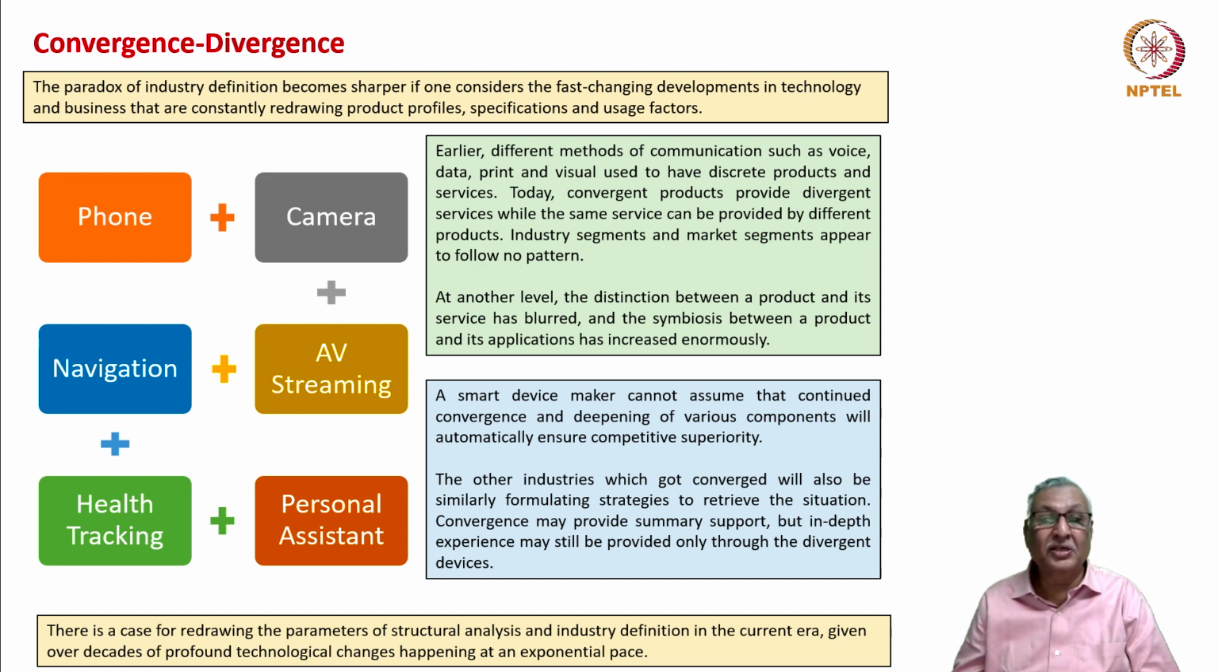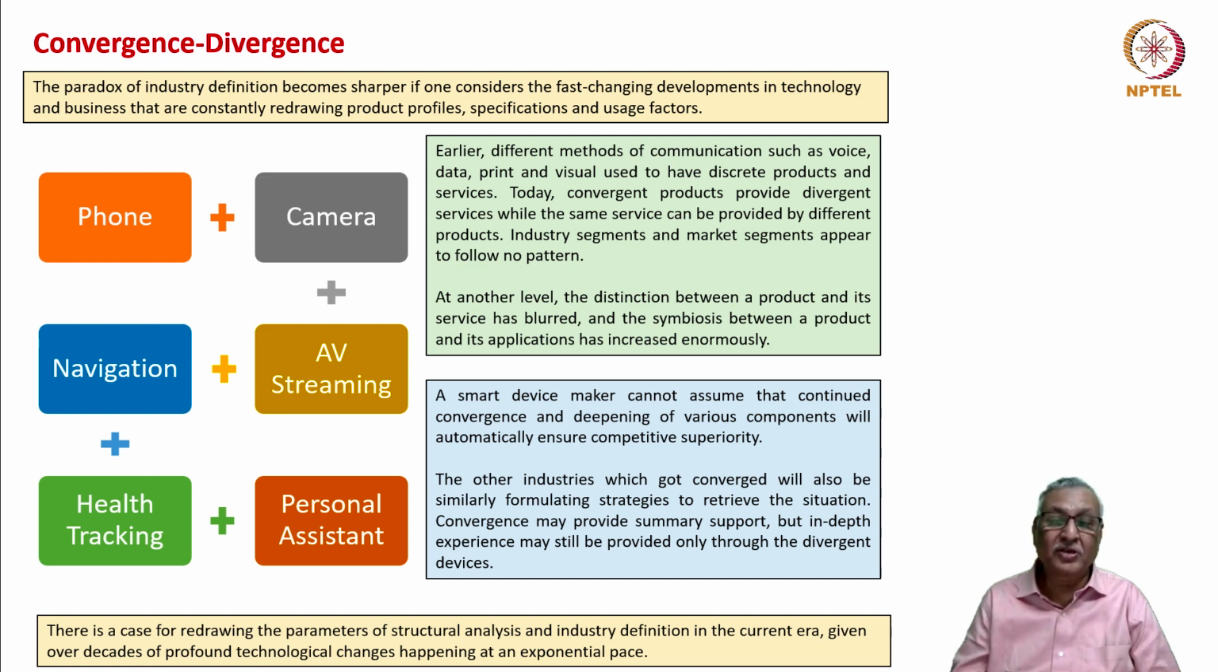There is no gainsaying that the era of convergence has reached its limits. Phone plus camera plus AV streaming plus navigation plus health tracking plus personal assistant could be the evolution of a smart device of the future. And are they the products? Are they the service providers? The distinction between a product and the service has blurred. The symbiosis between a product and its applications has increased enormously.